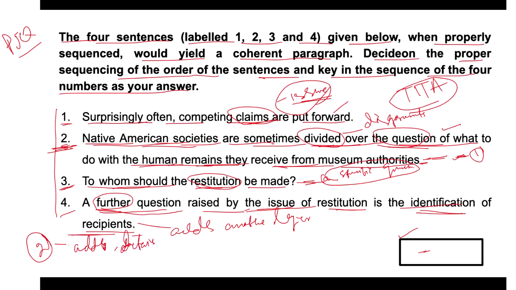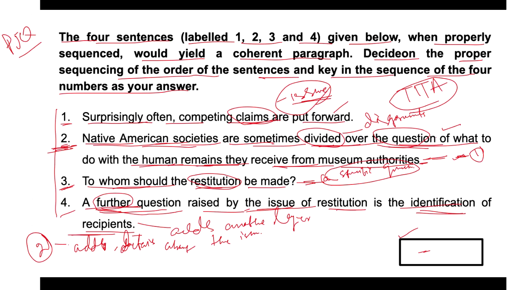So, and then if we talk about that, Native American societies have sometimes disagreed on the question of what to do with the human remains they receive from museum authorities. So, in that case, that introduces the main issue, setting the stage for the rest of the paragraph. So, that's why we can consider 2 can be the beginning of the sequence, and for details about the issue we can find sentence 4 where it is stated a further question raised by the issue of restitution is the identification of recipients, that indicates who should receive the restitution.